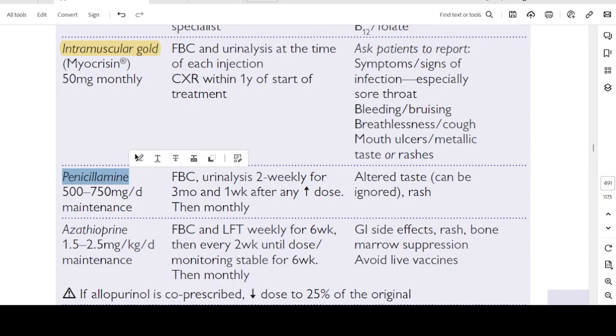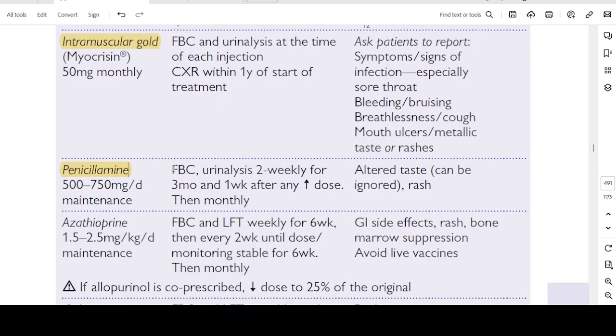Penicillamine, 500 to 750 milligrams per day maintenance. When you're giving penicillamine, you need to check FBCs and urine analysis every 2 weeks for 3 months, and 1 week after any increase in dose, then monthly. Altered taste can be ignored, and there can be a rash.